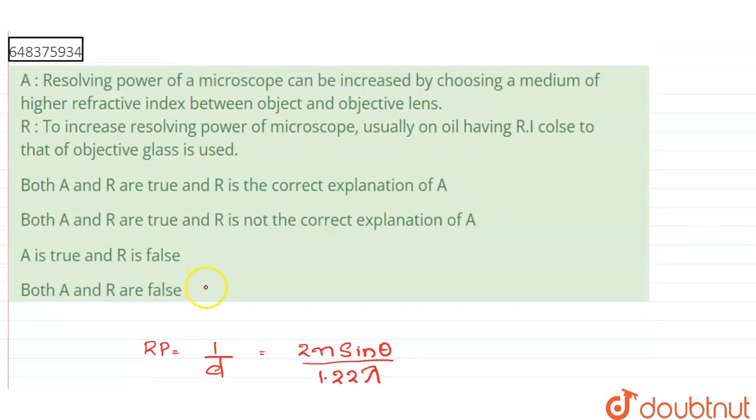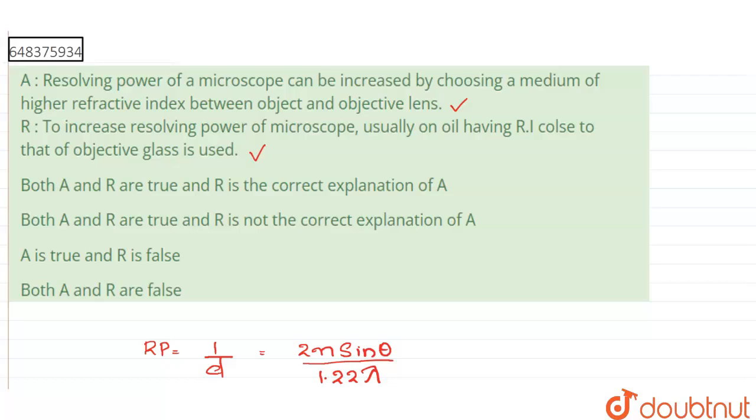And now, the reason is to increase the resolving power of a microscope, usually an oil having refractive index close to that of the objective glass is used. Now, this cannot be taken as a reason for the assertion statement. Why? Because we usually use oil immersion technique in order to increase the resolving power of a microscope. That is a true statement, but this is not the reason for this assertion. Rather, we can say that the reason statement given here can be taken as the assertion, and the assertion statement given here can be taken as the reason for this one.